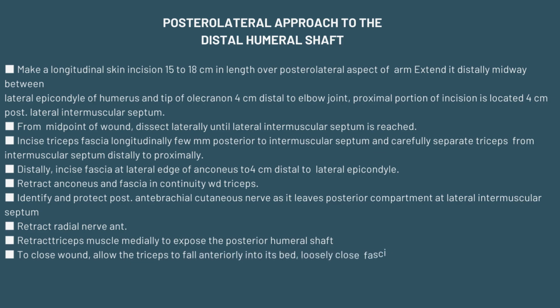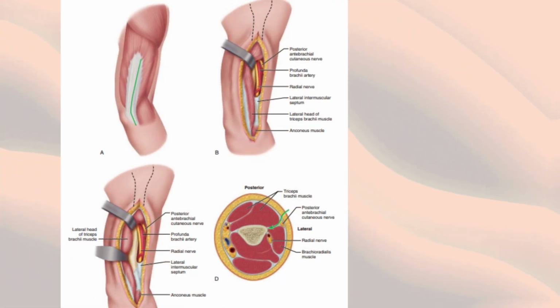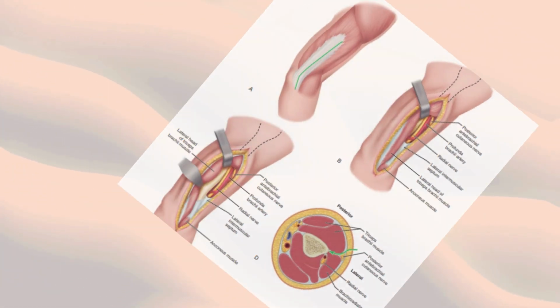Retract the radial nerve anteriorly. Retract the triceps muscle medially to expose the posterior humeral shaft. To close the wound, allow the triceps to fall anteriorly into its bed. Loosely close the fascia with an absorbable suture. So this is a picture showing the steps of the posterolateral approach to the distal humerus.